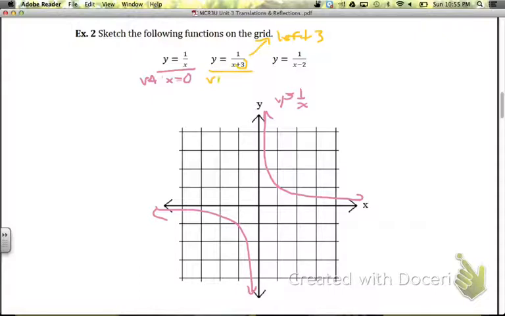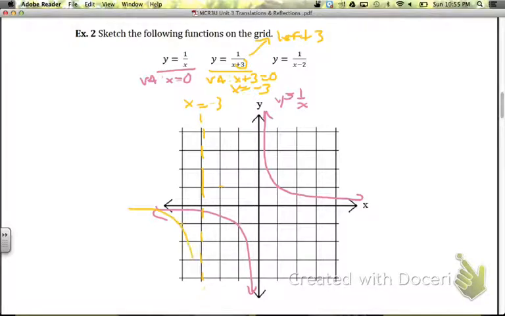Also, to find your vertical asymptote, what you're going to do is set your whole denominator equal to 0. So you'll have x equals -3. So we can draw in our vertical asymptote there at x equals -3. And then each of our points is going to move over left 3 units. So now we will have the points -2, 1 and -4, -1.